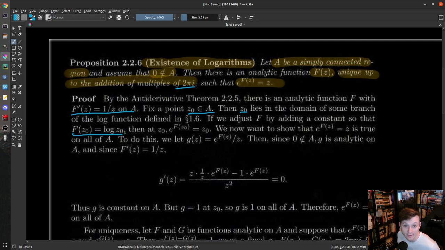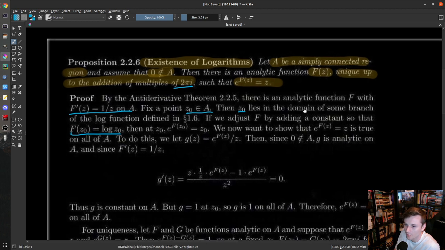So we just add that difference in. And the constant there is pretty easy to see. It's log z naught minus f of z naught. Add that, and then you can get a whole new function f. So let's just assume we had f to be that one in the first place. Then at z naught, you have e to the f of z naught equals z naught. Sorry, let me write that.